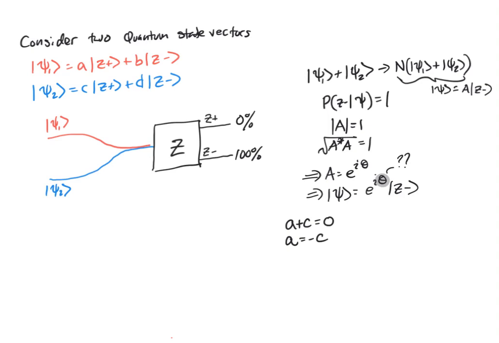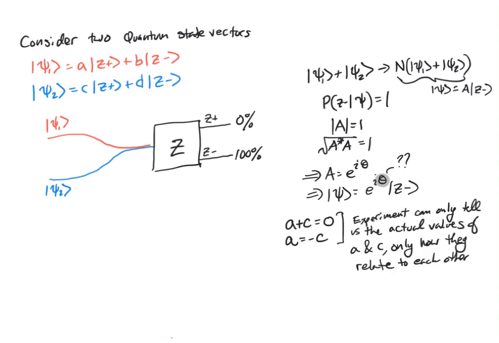We've seen this before when we defined our states to begin with. There, we just made arbitrary decisions. We said, I'm going to model a state in the z plus direction as 1, 0, and so on. But here, we can't do that. We've already made that choice. We're already using our z basis over here, so we've made the choice about how we're representing our states. What this is telling us is that our experiment does not tell us the actual values of A and C. It only tells us how they relate to each other.